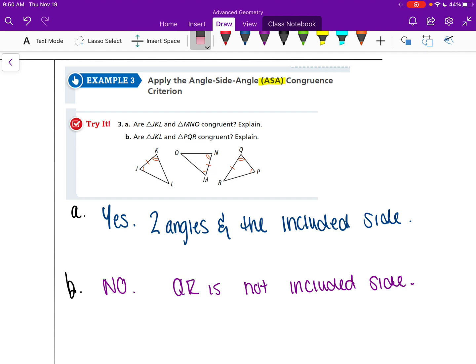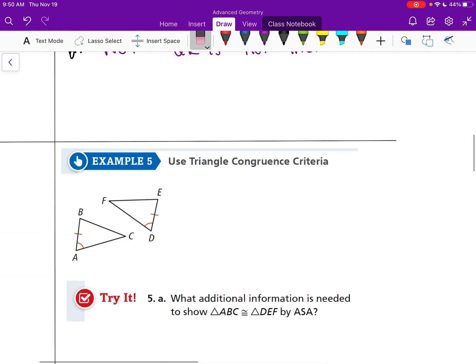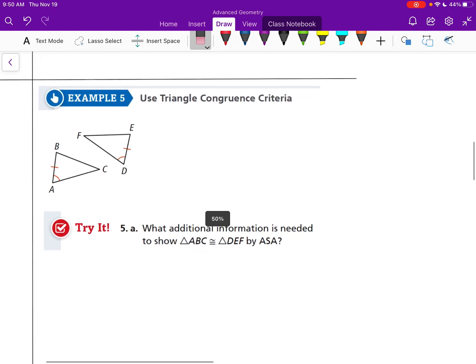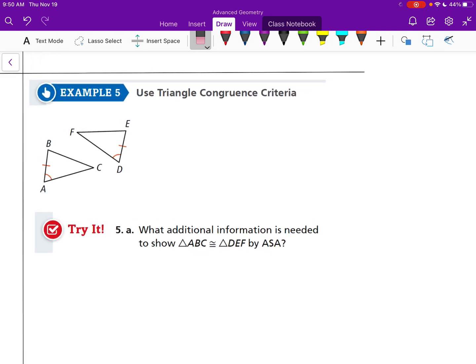Let's keep practicing this with example 5. Let's use this triangle congruence criteria, keep practicing it. Example 5a gives us two triangles. We know one angle is congruent, angle A and angle D. We know one side is congruent, AB and DE. It says what additional information is needed to show that ABC is congruent to DEF by angle, side, angle. So it tells us what to use.